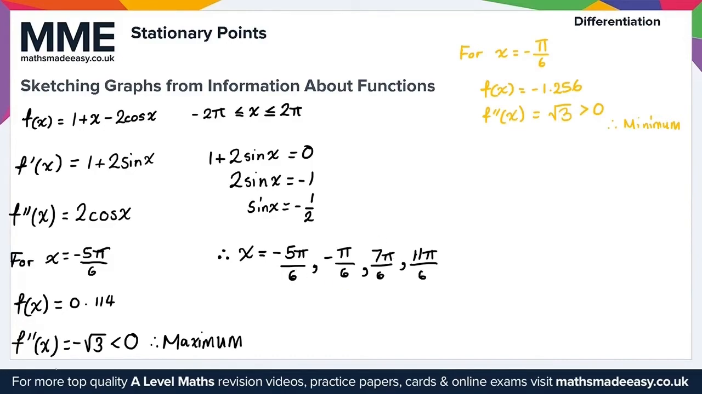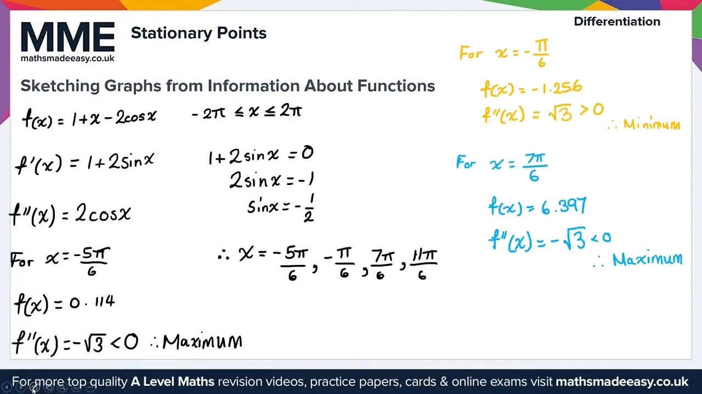Now we consider x equals 7 pi over 6. So for x equals 7 pi over 6, well, again, finding f of x by simply substituting this in, we get here that f of x is equal to 6.397. And for f prime of x, what we can see then is we get minus the square root of 3. Okay, and again, just like we saw here, this is less than 0, so that tells us we have a maximum point.